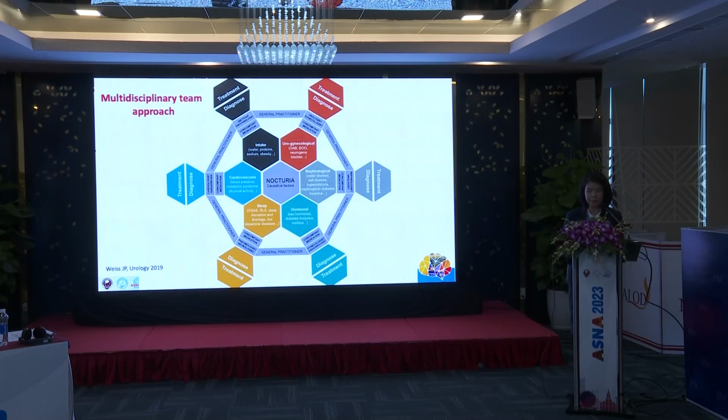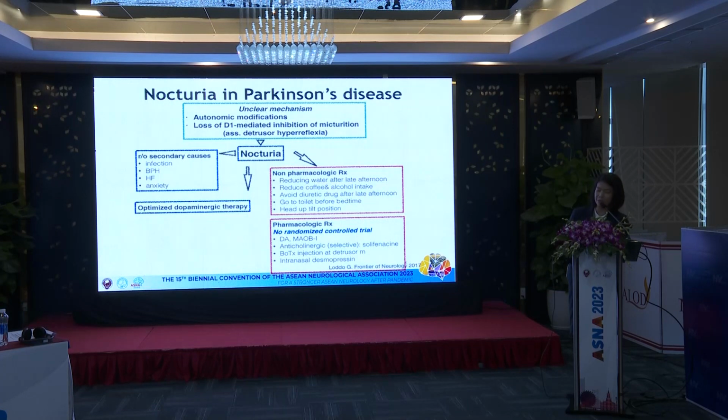If you rule out secondary causes or other systemic causes, like cardiovascular, nephrology, or urology, that can also cause nocturia, and you cannot attribute it to Parkinson's disease. There is still no randomized controlled trial for medication for the treatment of nocturia. You can only advise non-pharmacologic management: reduce water intake in the late afternoon, go to the toilet before going to bed, reduce coffee or alcohol in the afternoon, avoid diuretics or antihypertensives before going to bed, and a head-up position of around 30 degrees can help reduce the nocturia.